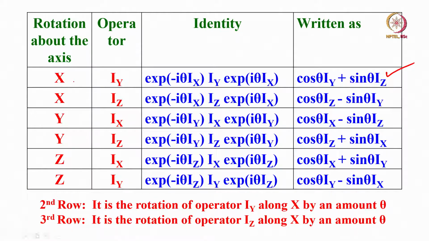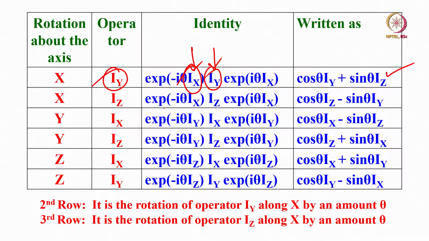For an operator Iy which is rotated about axis x, this is what is written. This is operator Iy and it is rotated about an axis. Remember the general expression which we wrote in the form of Ia and Ib. Please understand, this is an operator that is to be rotated. That is the operator which undergoes rotation. And the axis of rotation is given by this.